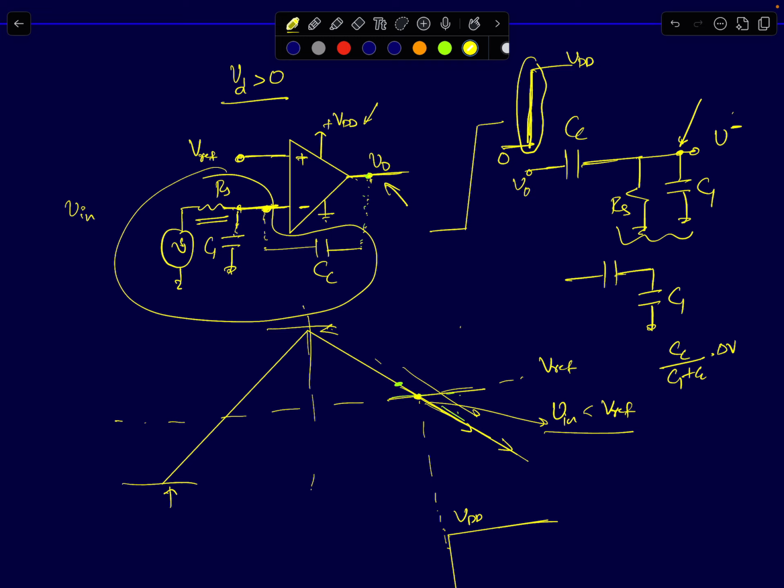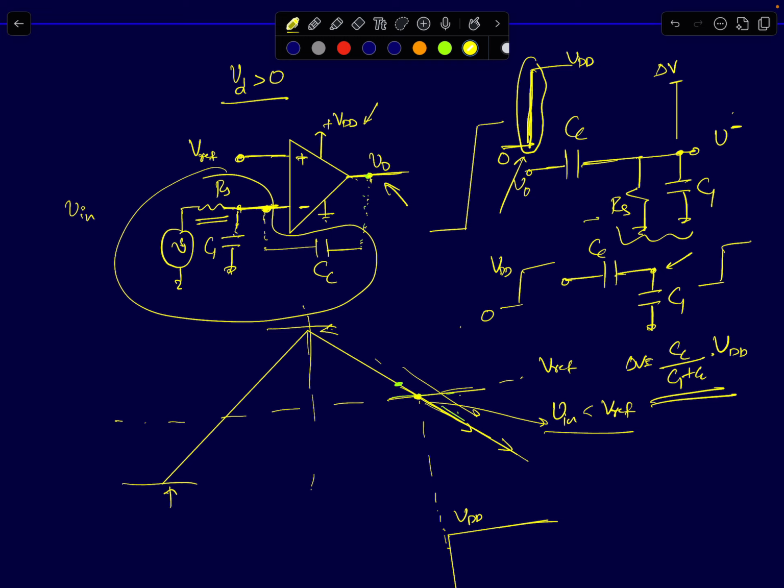So it will look like a capacitive divider, and if this node voltage goes from 0 to VDD, your input node voltage will also jump by an amount given by Cc by C1 plus Cc times delta V. Here I've assumed VDD, so it will be Cc by C1 plus Cc times VDD. That will be the voltage jump. Suddenly this node will experience it at the time when the output transitions to VDD. Let's call that delta V, where delta V is given by Cc by C1 plus Cc times VDD.